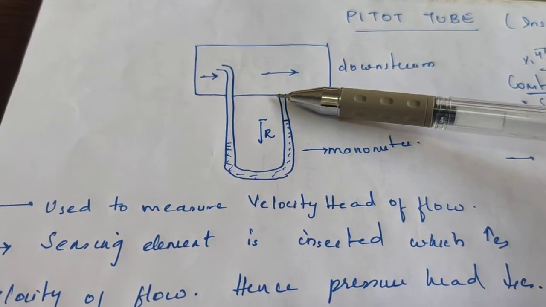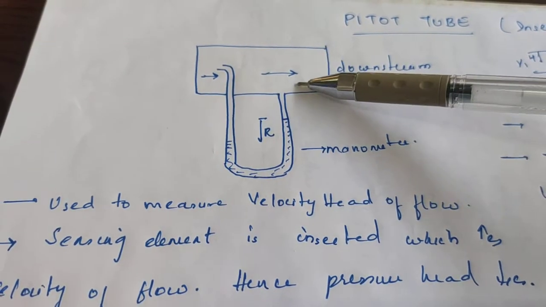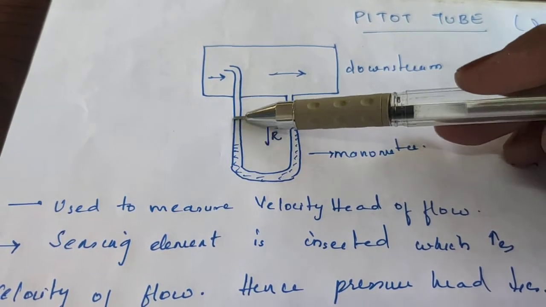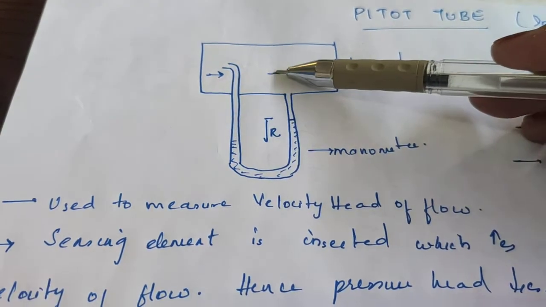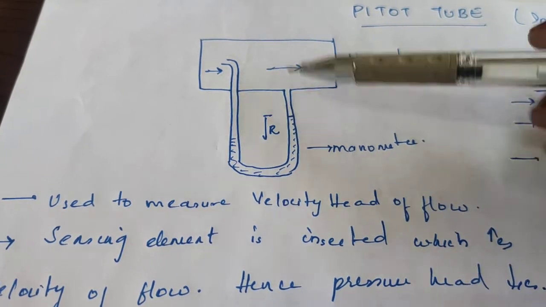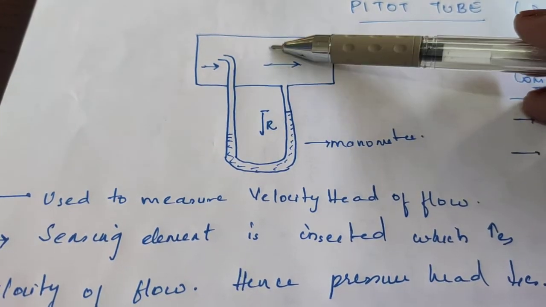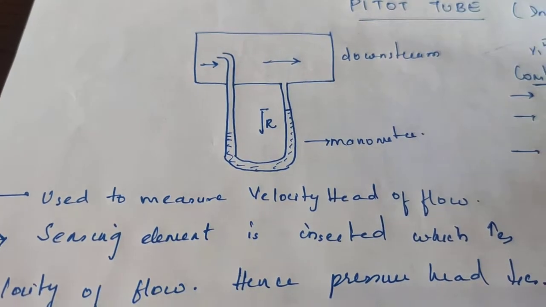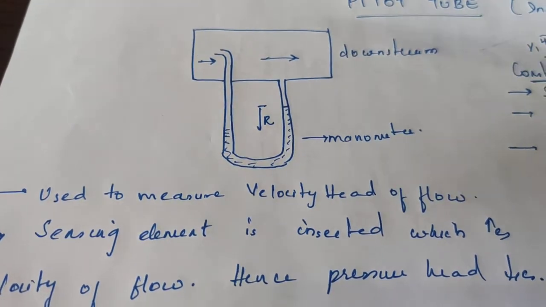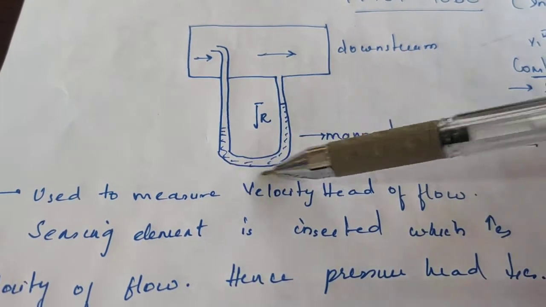At one side of the tube, a manometer is attached, and to the two ends of the manometer, two pipes are being attached. One pipe is parallel to the flow of the fluid, and one pipe is perpendicular to the flow of fluid. These two pipes are attached to this pipeline such that one pipe is perpendicular to the flow of fluid and one pipe is parallel to the flow of fluid, and the two ends of the pipes are attached to the manometer.